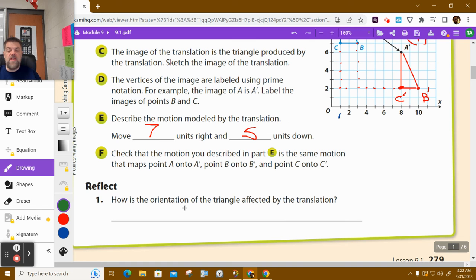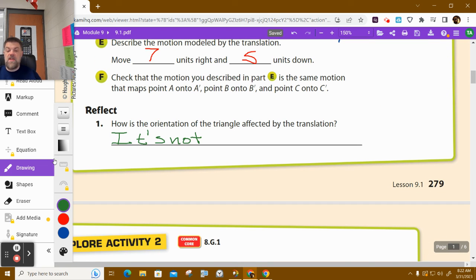So it says, how is the orientation of the triangle affected by the translation? It's not. Now, do you know what they mean when they say orientation? Yeah, it has to do with, it's not twisted or turned. It's the same shape. It's the same size, right? So it's not affected at all. In fact, you could say it stays the same.